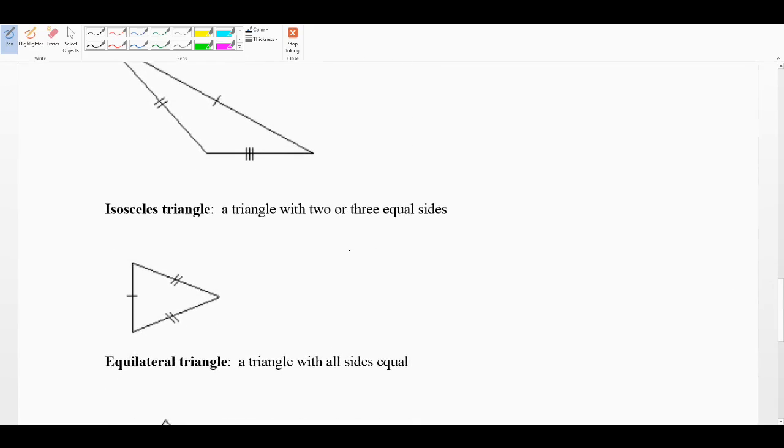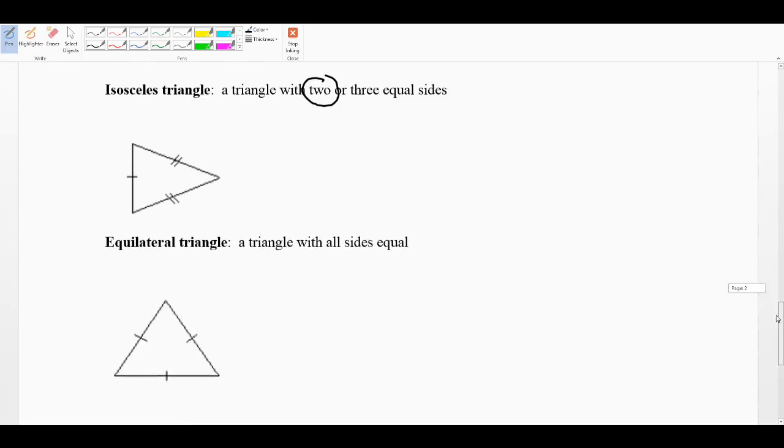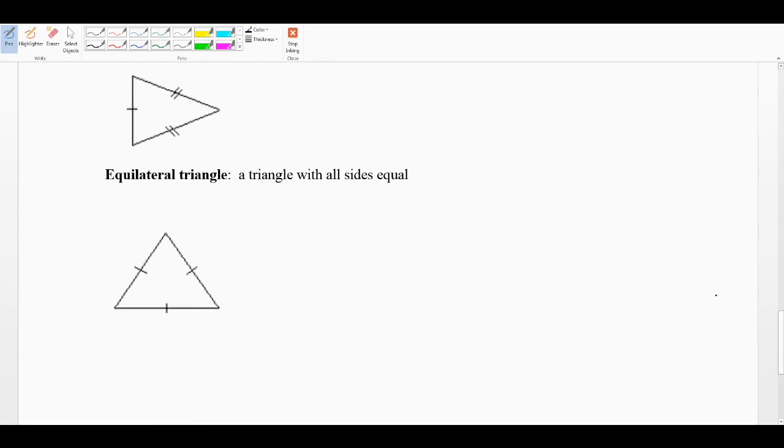Isosceles is a triangle with two or three equal sides, where in most cases you want to think of it as two. That's how you want to really think of it. Some books include three equal sides, but most books say two. Then equilateral is a triangle with three equal sides. All sides are equal, for example, like this one where the marks are all the same. Isosceles, these two have the same marked sides.